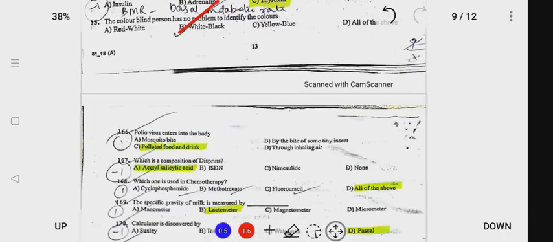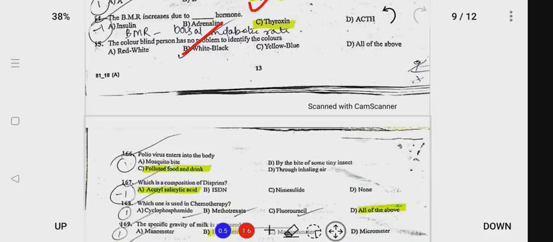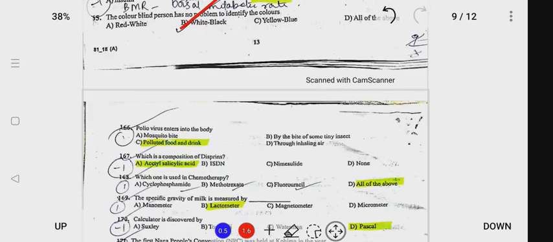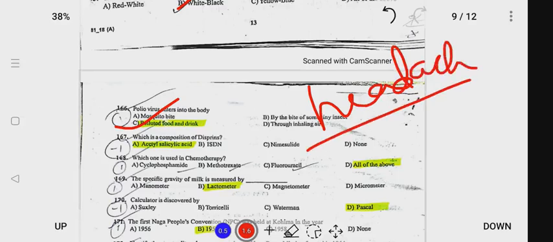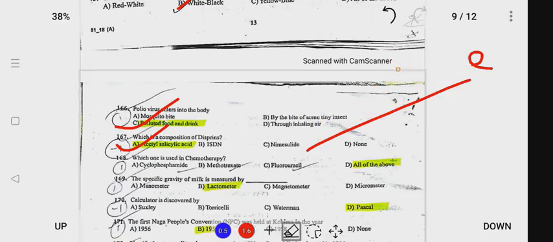Next, polio virus enters the body through polluted food and drink. Next, what is the composition of Disprin? Disprin is used for headache and other applications, and it consists of acetylsalicylic acid.